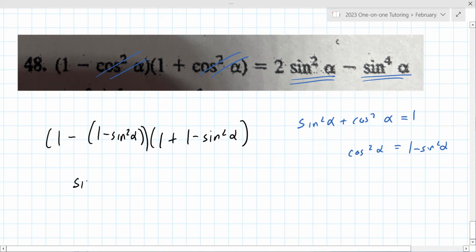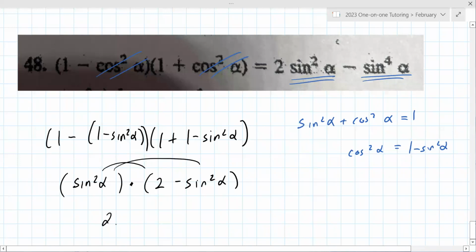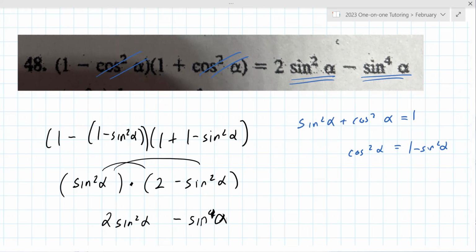So this ends up being sine squared alpha times 2 minus sine squared alpha, and then you just multiply. And that gives you the matching thing there, fourth alpha. Really important to pay attention to where you're going, what your answers are.